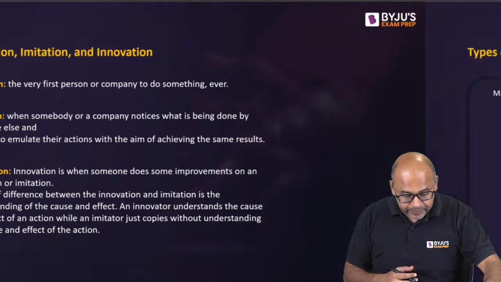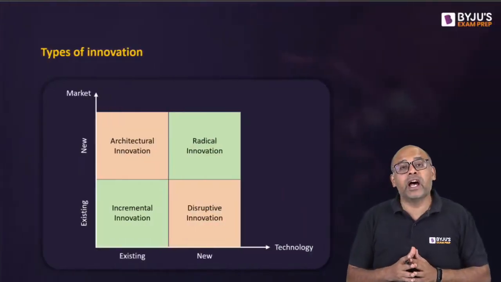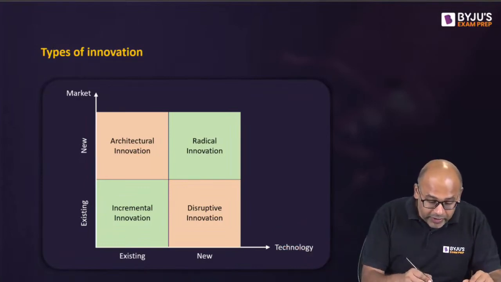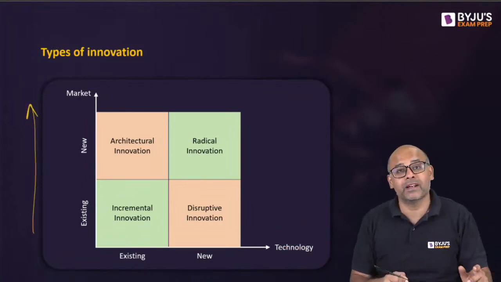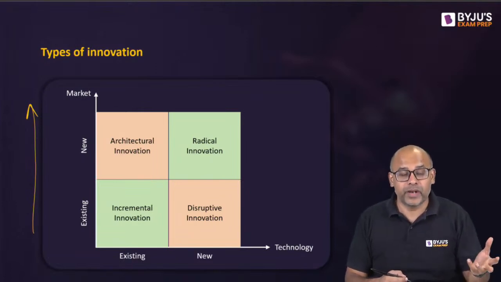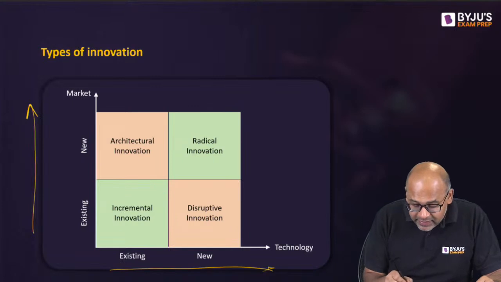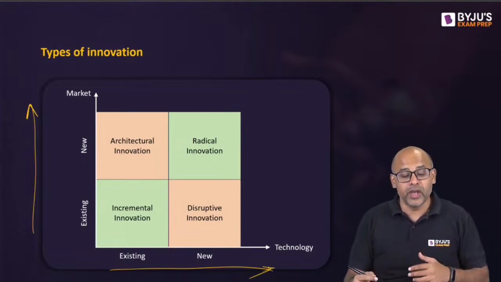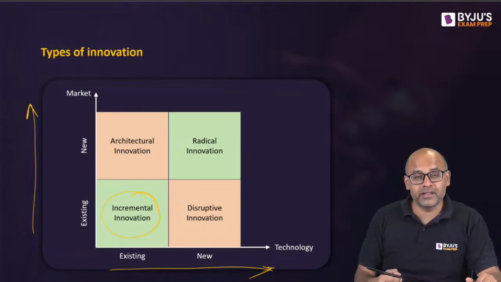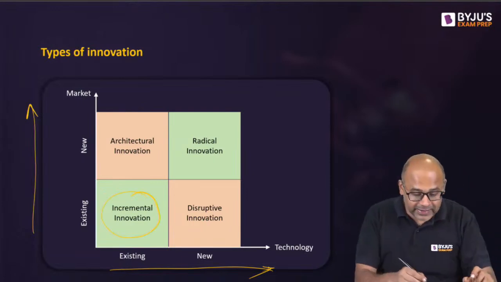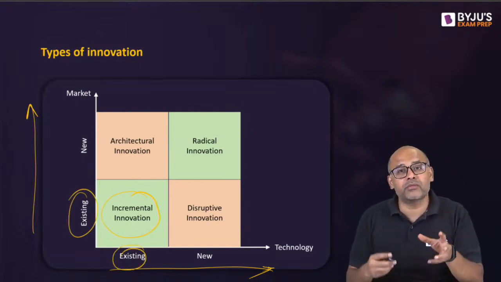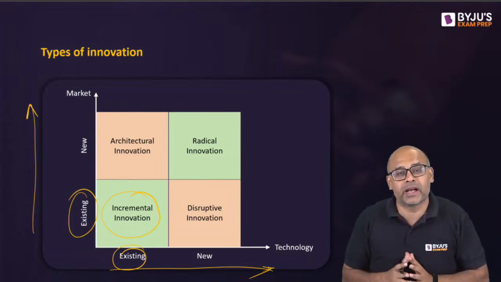Moving on. Here is what we have, types of innovation. I said innovation is a broad spectrum, right? On the y-axis, if you notice, we have market. Market means the demand for something, right? And on the x-axis, it is technology. Now, if you look at incremental innovation, what does it mean? It means you have a market which is already existing, and you are taking a technology which is existing and you are selling this technology to this particular market.